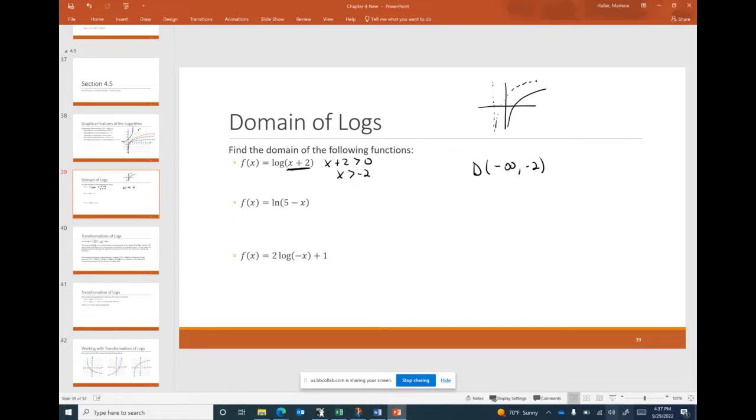oh gosh, I wrote that backwards. That's not negative infinity to negative 2. That's negative 2 to infinity. You must think I'm crazy. There we go. Negative 2 to infinity. We're going off to the right. We're not going to the left. So there we go.